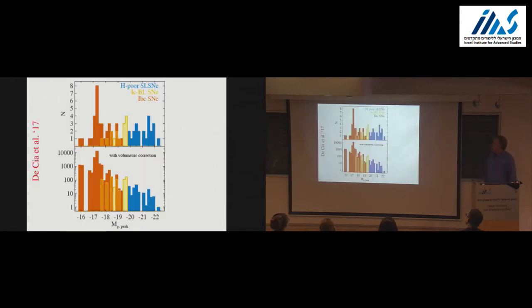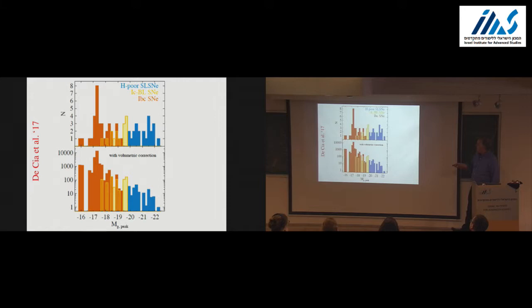This is a nice summary of all the PTF supernovae. This is from Avishai's group. These are the hydrogen-poor superluminous supernovae in this plot. Again, this is showing the magnitude at peak. Just look at the top plot. These are the number of events that were in PTF, so it's 15, something like that. But they have a dynamic range themselves of about a factor of 5, roughly.